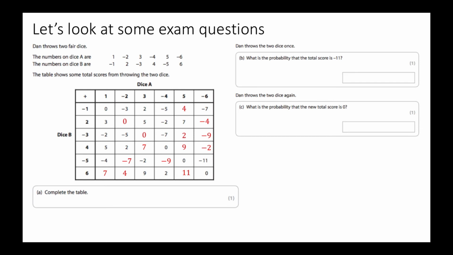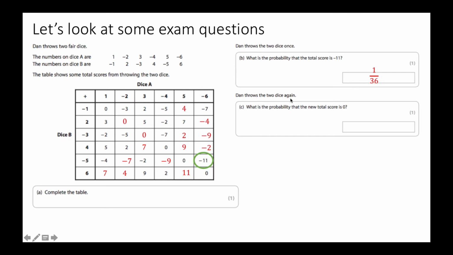So now we've completed the table. It says Dan throws the 2 dice once. What is the probability that the total score is -11? So what we need to do is, first of all, find all of the -11s. Okay, now there is only one of them, which is -11. Nothing else in here is -11. And then we just need to know how many there are in total. Well, there are 6 on one dice and 6 on the other. So 6 times 6 is 36. So there's a total of 36, and only one option for -11. So it's 1 out of 36.